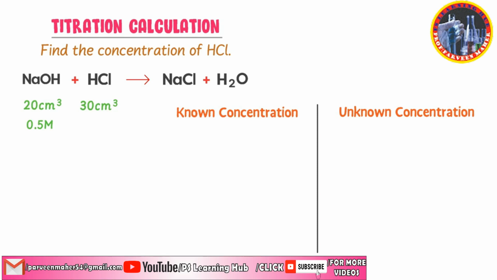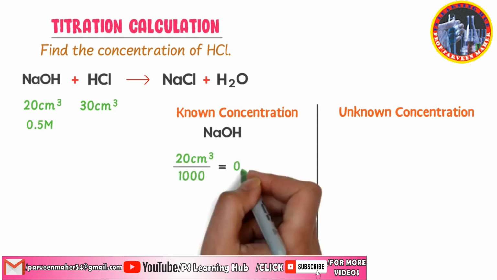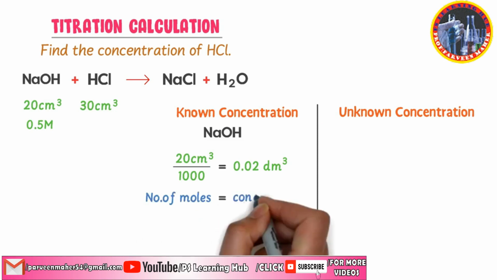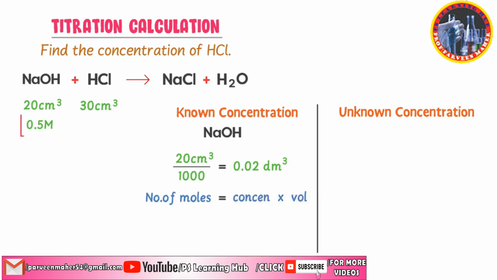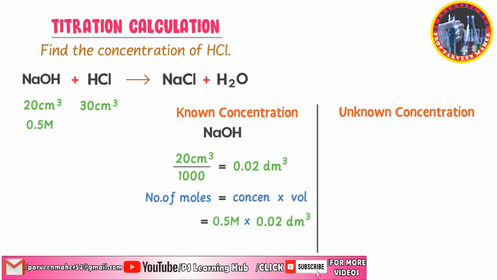Firstly, I convert the volume of sodium hydroxide to dm3. I write 20 cm3 divided by 1000. I get 0.02 dm3. Then I find the number of moles of sodium hydroxide used, which is equal to concentration times volume. The concentration of sodium hydroxide is 0.5 M and its volume is 0.02 dm3. I write 0.5 times 0.02. So I get 0.01 mole. The 0.01 mole of sodium hydroxide has reacted with HCl.